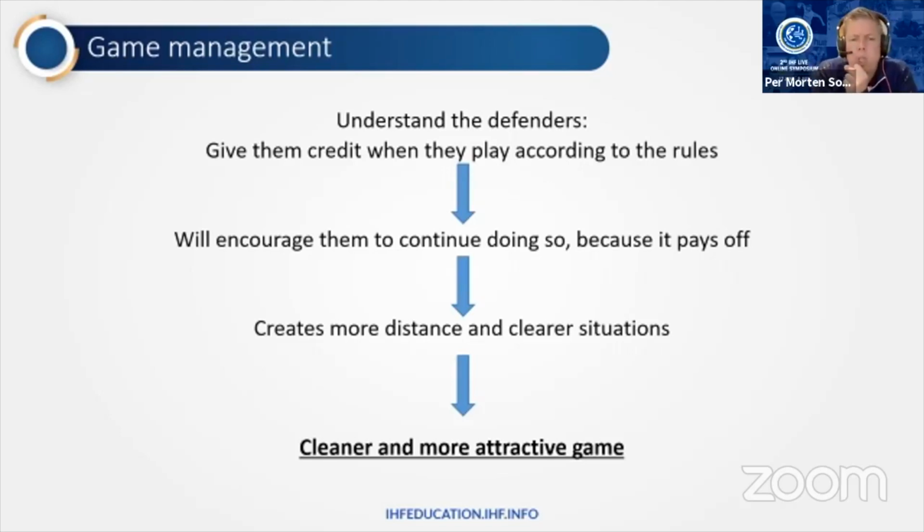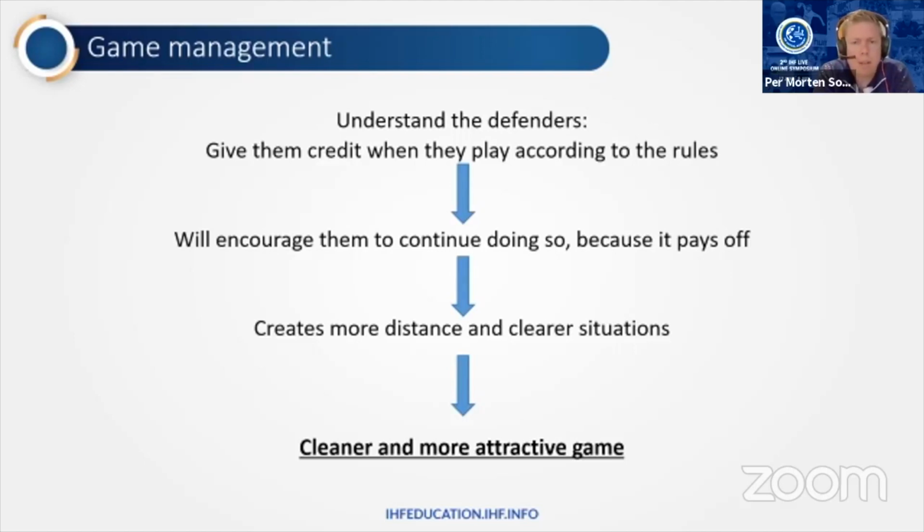Also, sometimes, especially if the games are really physical, with a lot of interruptions with free throws and so on, offensive faults also create a bit more distance between the players. And for the referees, it might also create clearer situations, which will make it a bit easier for you to make the right call. And if you add all this together, you will have a cleaner and more attractive game, for sure.